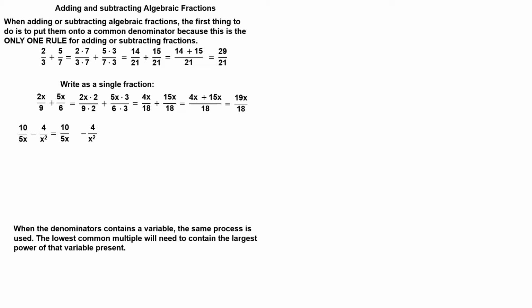The first term gets multiplied top and bottom by x. And the second term gets multiplied top and bottom by 5. Now we subtract only the numerators, and we should factorize if it's possible.